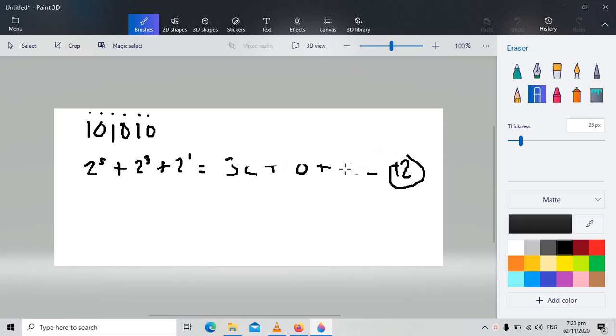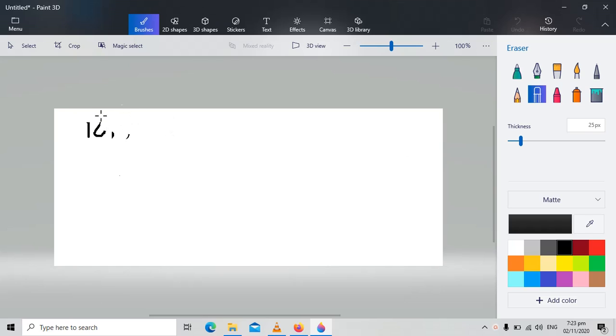Now what if we solve another one? Alright, so here's another one. You can pause the video if you want to. Okay, we have the binary number here.